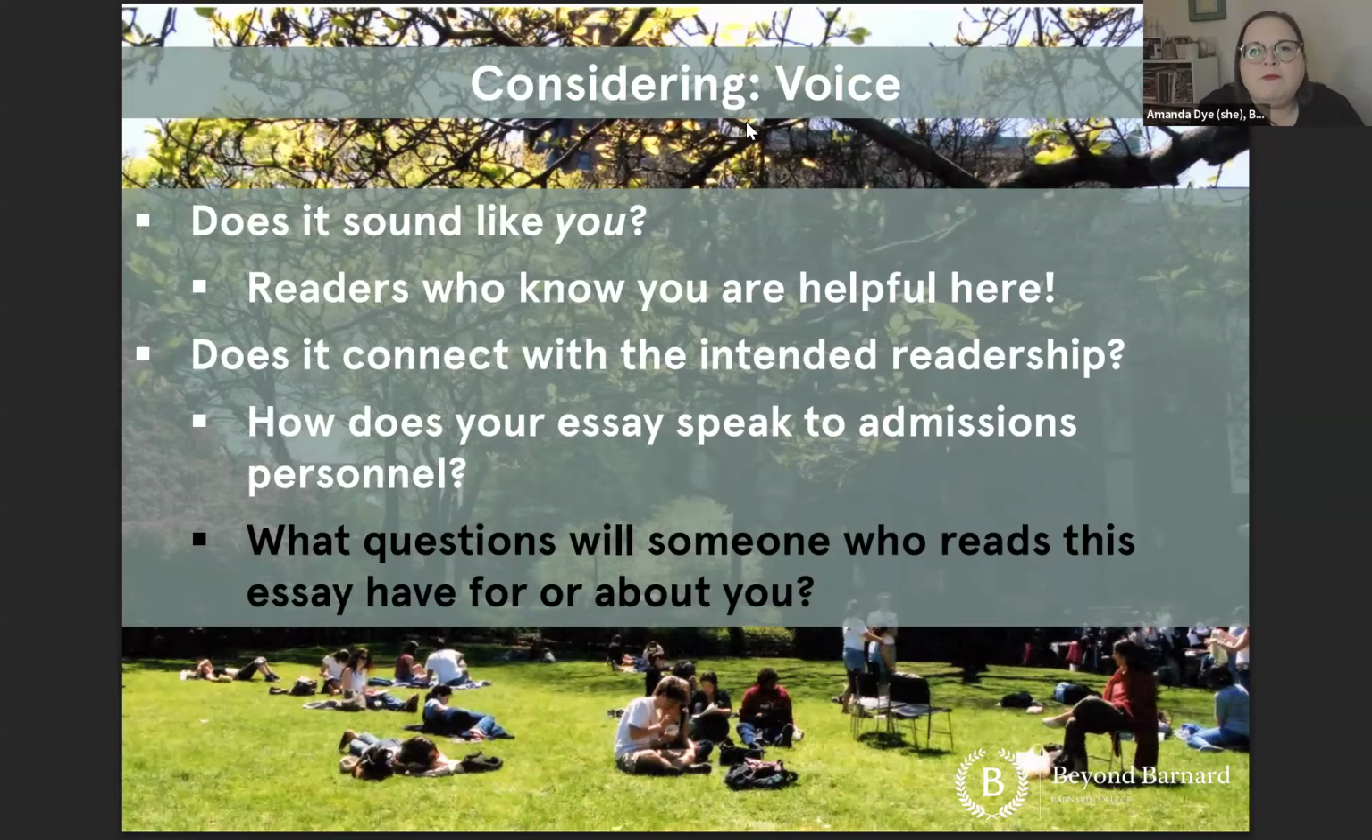Voice can help you connect with the intended reader. You can think about how your essay is going to speak to admissions personnel. And of course, what questions will somebody who reads your essay have for you, right? What are they going to want to know more about? And have you presented enough about yourself and about your perspective that a person is looking forward to a discussion of these questions? Those are all important pieces.